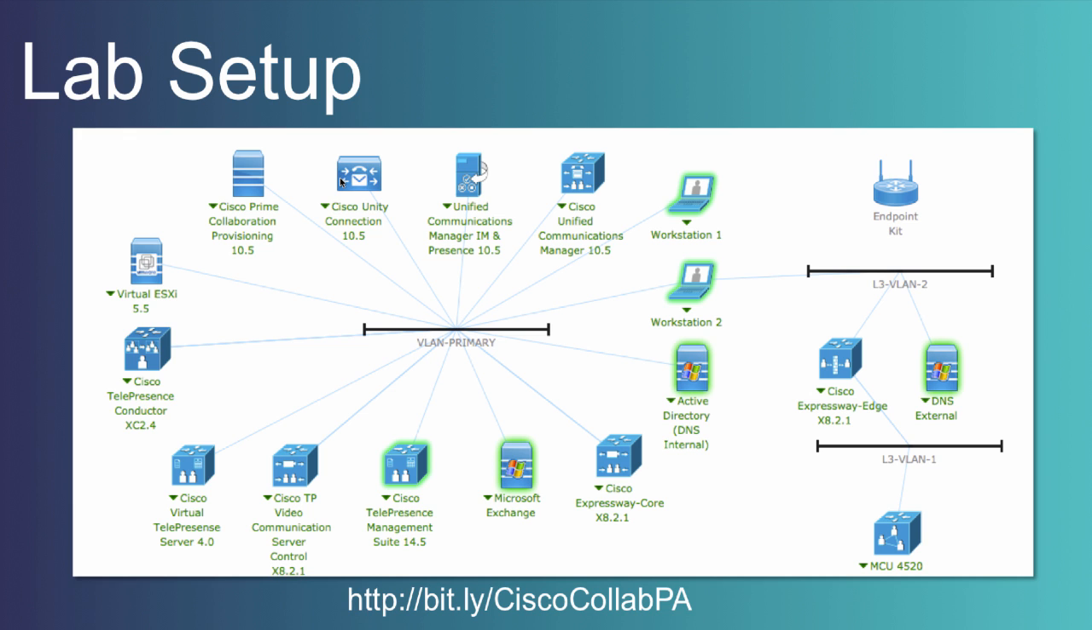We're going to be specifically configuring collaboration meeting rooms on pretty much an already set up TMS server. As far as the design goes and where we're pulling our configuration from, you can see a URL at the bottom of the screen, the Cisco Collab PA.